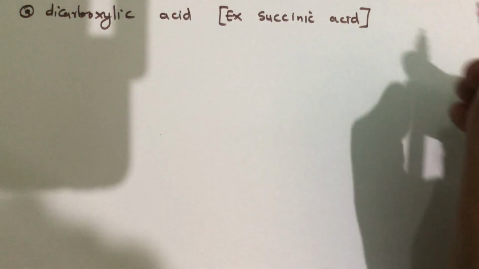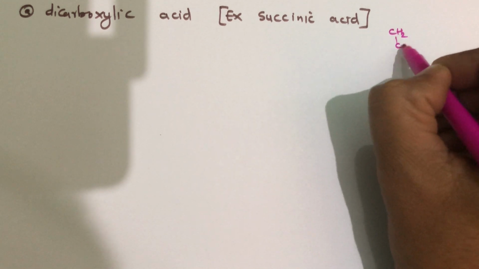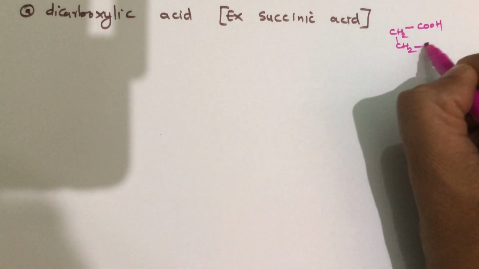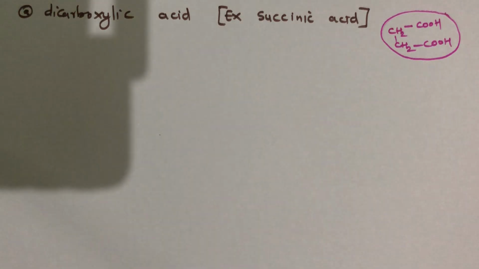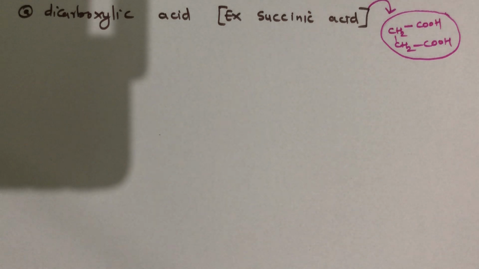Okay, so succinic acid is this: CH2, CH2, COOH, COOH. This is succinic acid. Okay, let us target the synthesis of succinic acid.